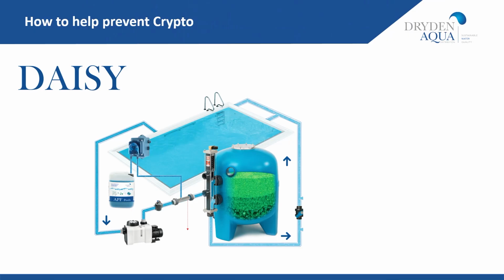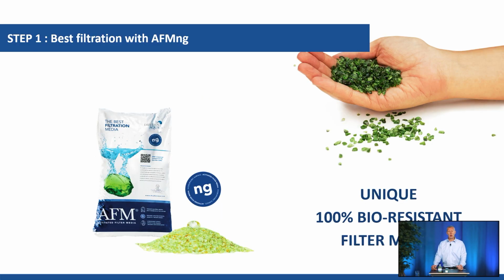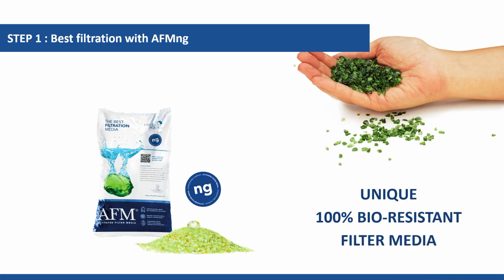So, how can we help to prevent crypto? DAISY, Dryden Aqua Integrated System. As I said at the beginning, simply by swapping out your sand for AFM, which is 100% bioresistant. The bacteria in the system physically cannot touch and reach the surface of AFM glass filter media.